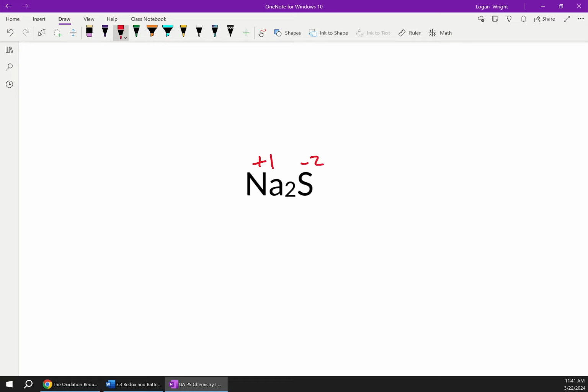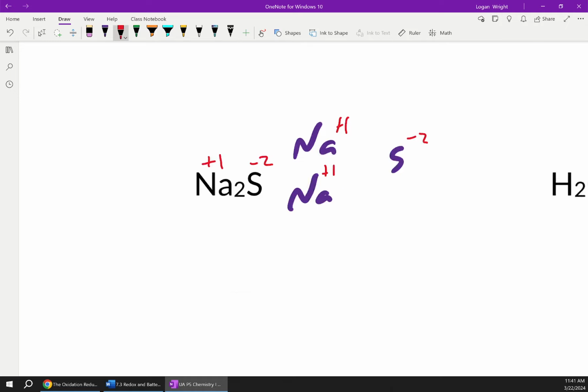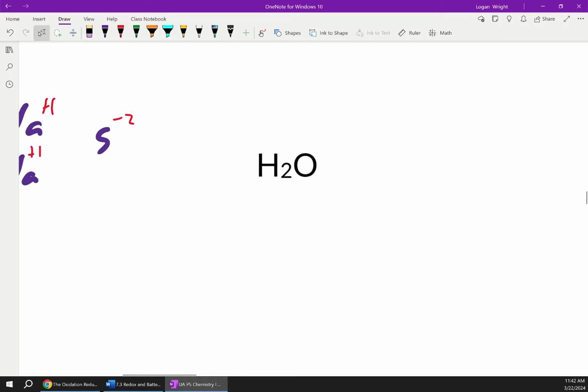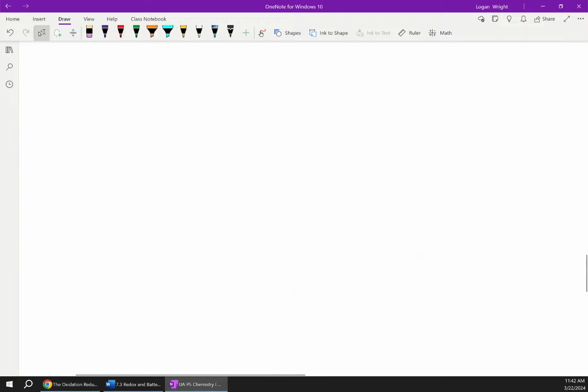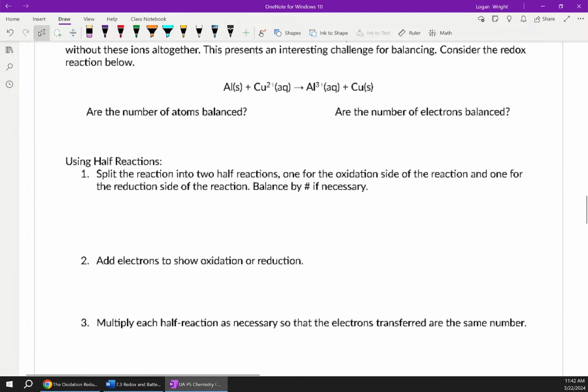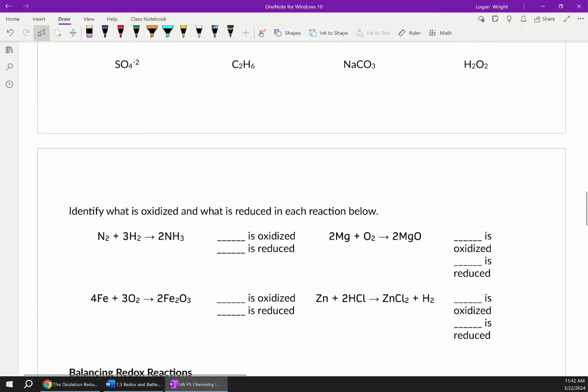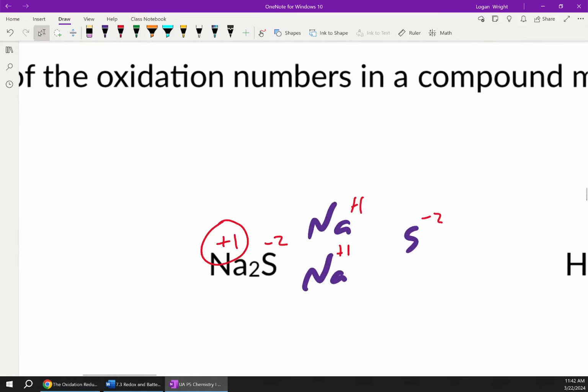-2. If you wanted to double check that this is following rule 4 and everything adds up to equal 0, you could recognize that there are 2 sodiums and 1 sulfur, where the sodiums are +1 and the sulfur is -2. If I add all those together, do I get 0? Yes, so this all works. If that was Na2S, would you just write the charges above it and that would be the answer? Yes, if I'm asking you for oxidation numbers, the answer is +1 and -2. Sodium is +1, sulfur is -2.